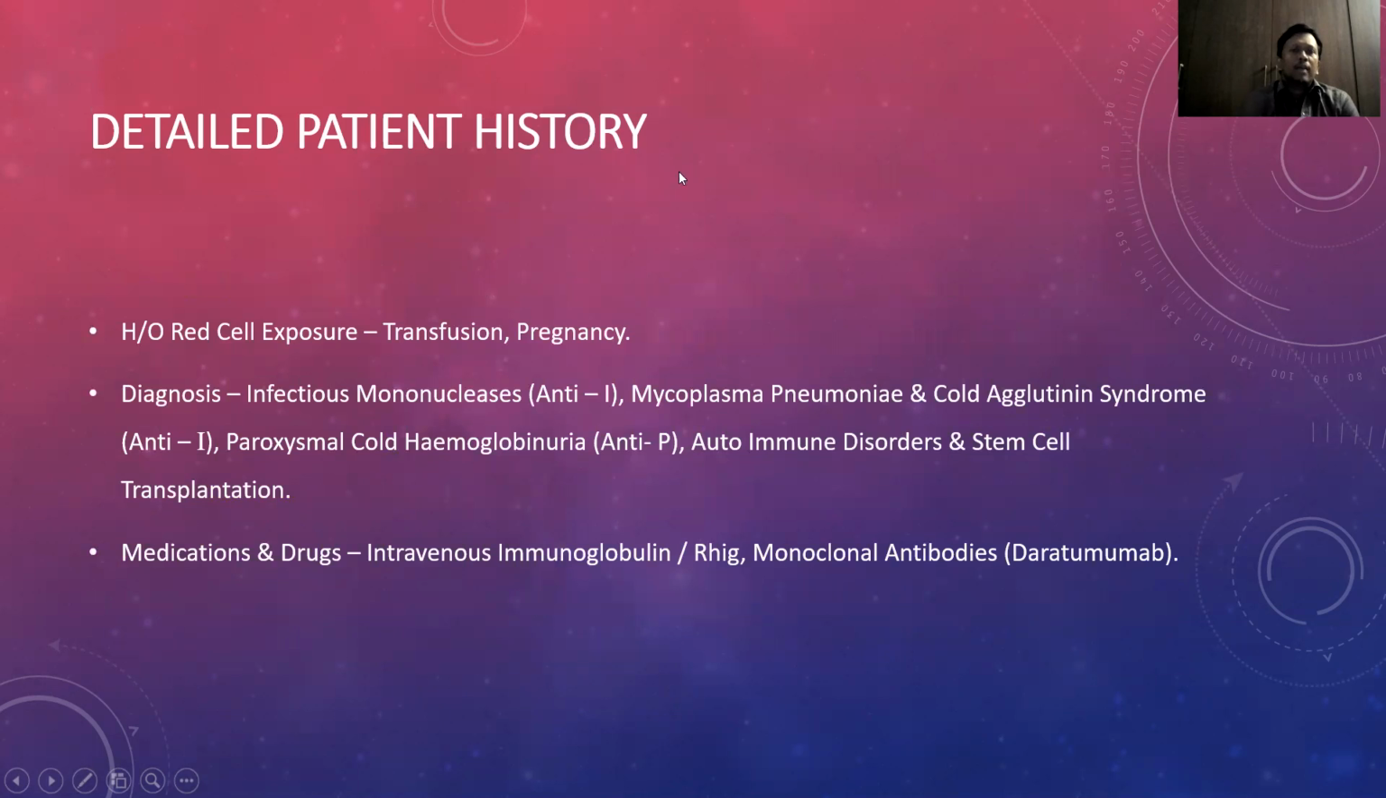Before going in detail, first and foremost is the patient history. First, we ask for the history of red cell exposure, any history of transfusion, pregnancy, and abortion. Diagnosis of the patient is very important. Some diseases like infectious mononucleosis, mycoplasma, and cold agglutinin syndrome show the presence of anti-I. In paroxysmal cold hemoglobinuria, we see the presence of anti-P. Also in a lot of autoimmune disorders and stem cell transplantation. Similarly, medications and drugs such as intravenous immunoglobulin, Rh immunoglobulin, or monoclonal antibodies can all interfere in the antibody identification.